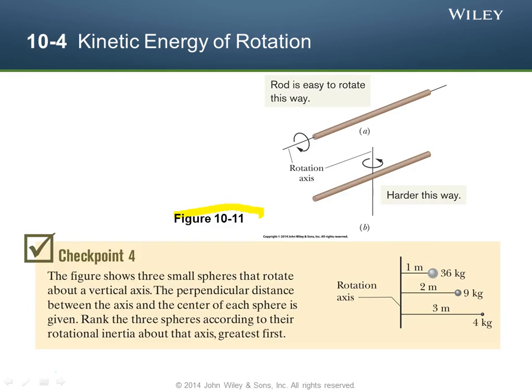Looking at figure 10.11 here, we notice a solid rod that is rotating about two different axes of rotation. And we'll notice that it's much easier to rotate it in A compared to B because the mass is distributed differently relative to the axis of rotation. And so with rotation, mass is only half of the story. The distribution, or the distance the mass is from the axis of rotation, is the other half. And so this example here shows that all three of these have the exact same moment of inertia because the mass times the radius squared gives us the same moment of inertia for these three.